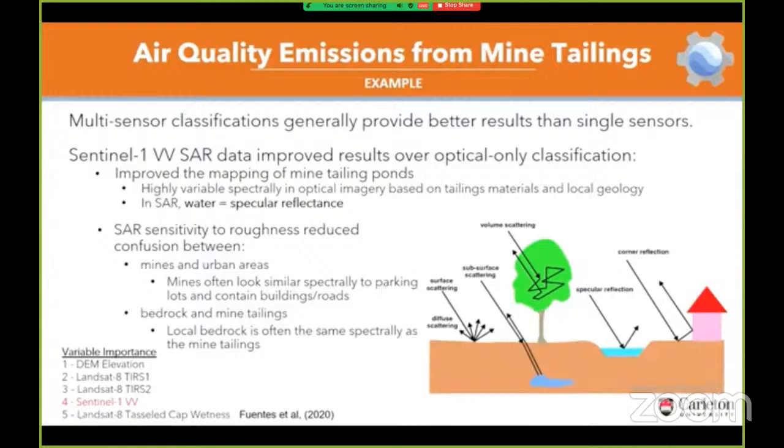So you would think that because of this, SAR would be very important to our classification, and that is very true. So we looked at variable importance using random forest, and DEM came out as the most important, and partly that is due to, I believe, the relationship I talked about with mountaintops being exposed bedrock and being confused with mines. So elevation allowed us to differentiate that in a lot of cases. But Sentinel-1 VV is our fourth most important parameter, and that really shows how important it is because we had hundreds of parameters to test in this case.